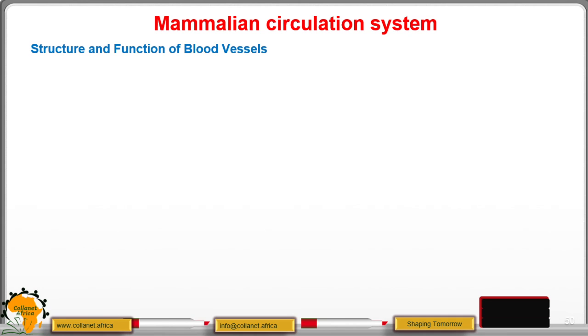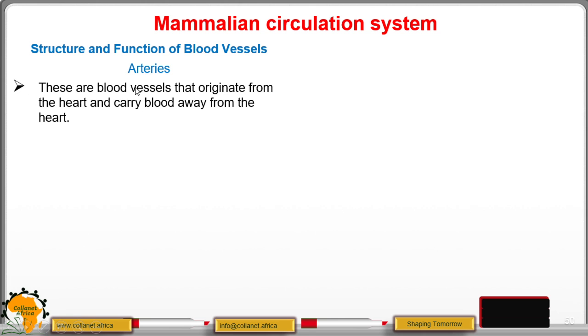We want to look at the structure and function of the blood vessels. First, we have various types of vessels like arteries, capillaries, and veins. Those are the major ones. We shall begin by looking at the arteries.